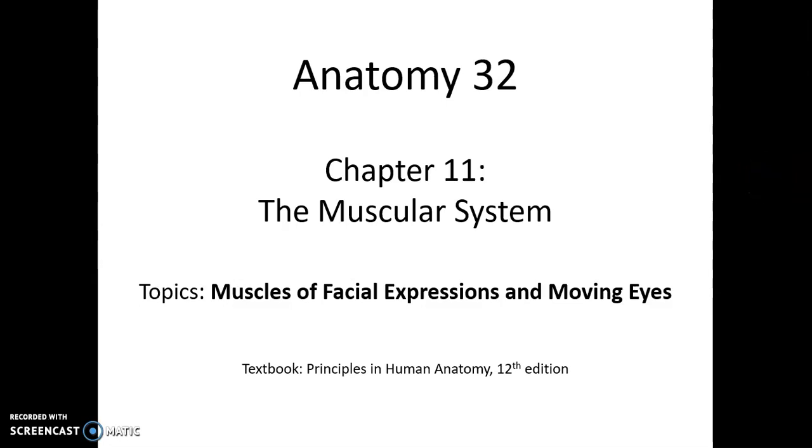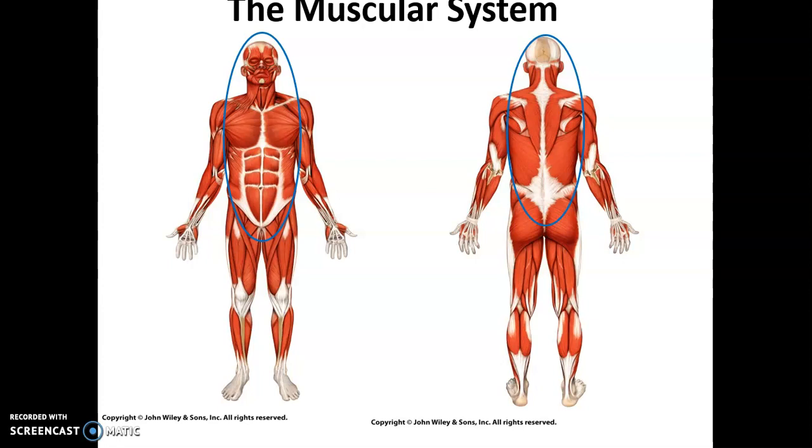Anatomy 32, Chapter 11, the muscular system. Topics: muscles of facial expressions and moving the eyes. So we will now be talking about the muscles along the axial skeleton, so the muscles of the head, neck, and trunk of the body.